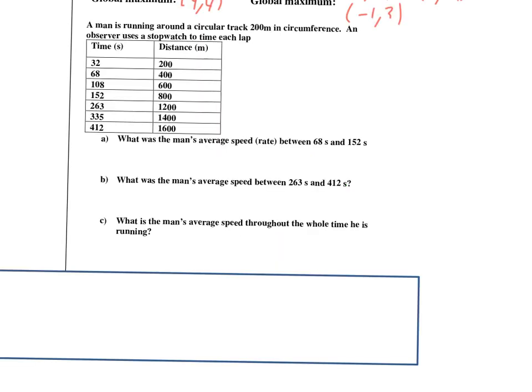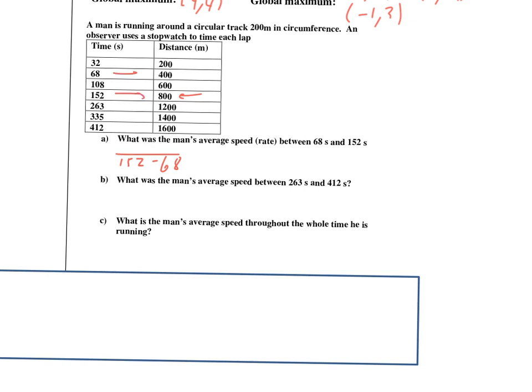All right, lastly here, it says that a man is running around a circular track that is 200 meters in circumference. An observer uses a stopwatch, and so we have the data there. It's asked for the average rate of change, average speed. And so we're just going to keep doing our y2 minus y1 over x2 minus x1. Now I know my x values are 68 and 152, so I'm going to subtract them. And then I'm just going to get my y values from the chart here.